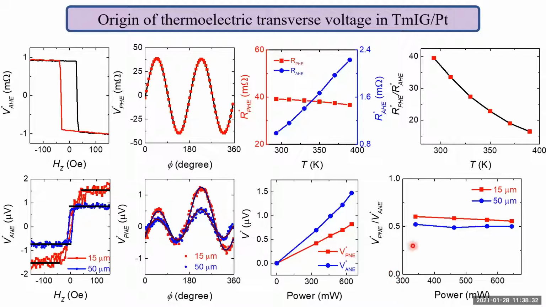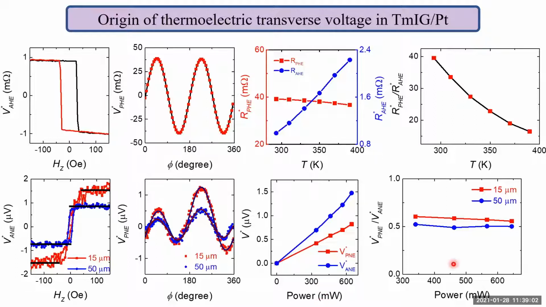So even this cannot be explained by the temperature dependent PHE by AHE term. That means the way I explained the data for TMIG tungsten, in the same way I cannot explain the data for TMIG platinum. And it also cannot be explained by thermal drag. Again, I have shown that the Hall voltage is linear. If it was due to thermal drag, it should have been proportional to the square of the heater power.